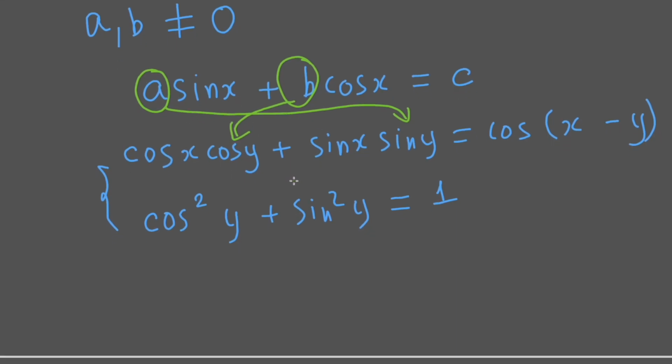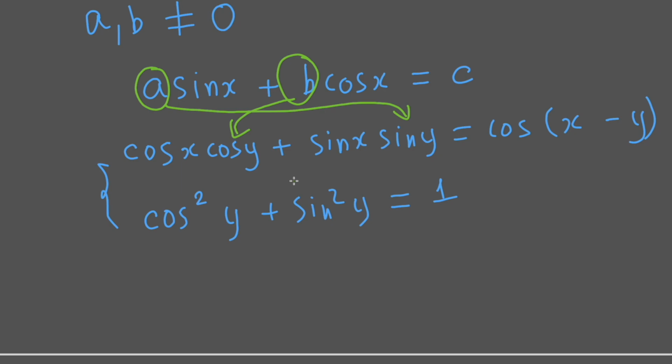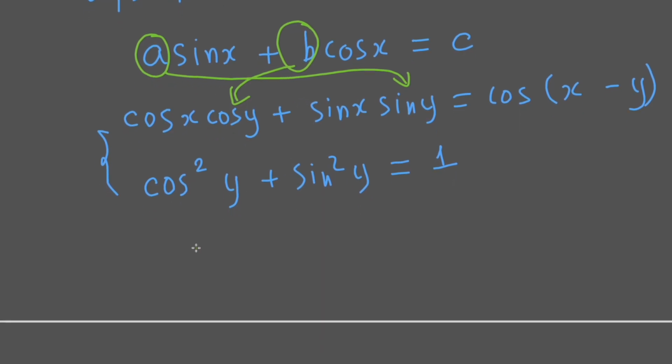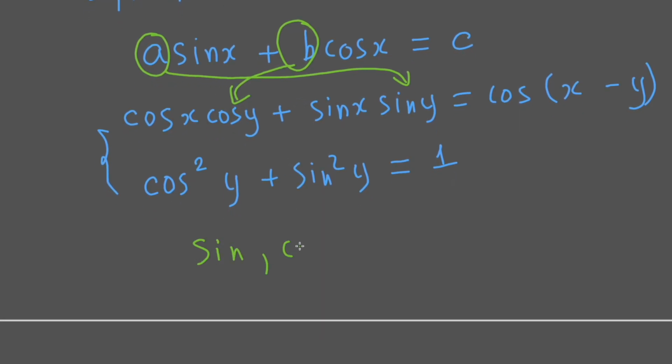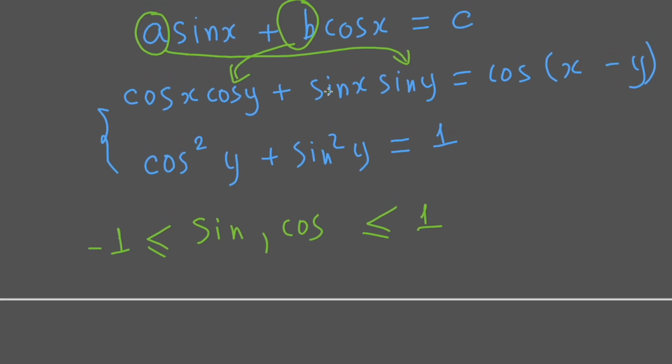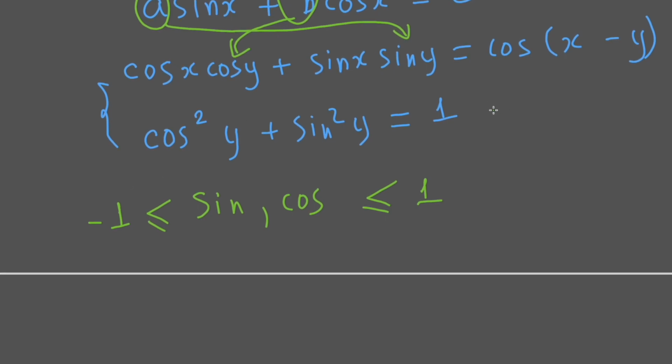How to do that? We don't know whether A and B are smaller than 1 or not, because the sine and cosine functions are always smaller than or equal to 1 and greater than or equal to -1. We don't know that about parameter A and parameter B. We have to do a bit of transformation, and the way we do that is we base on this one.